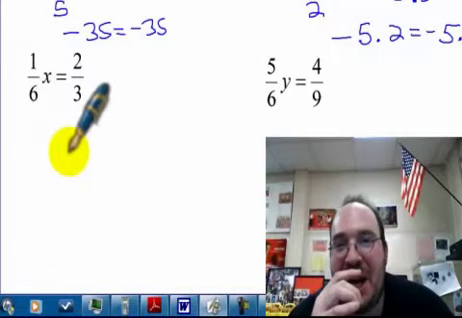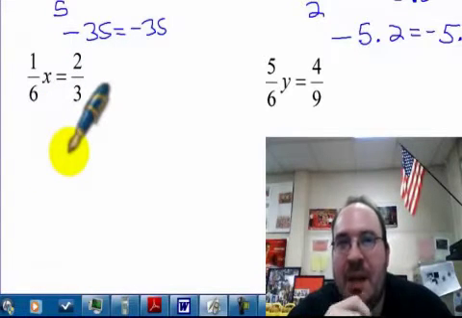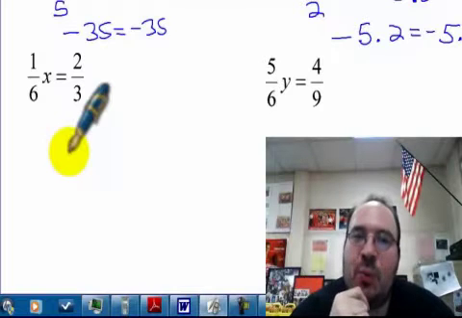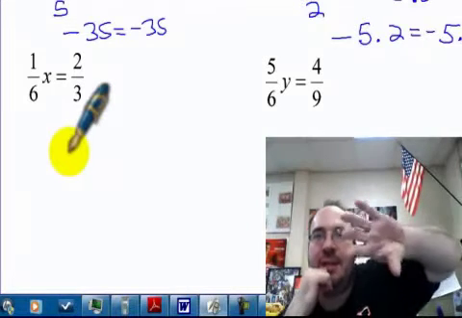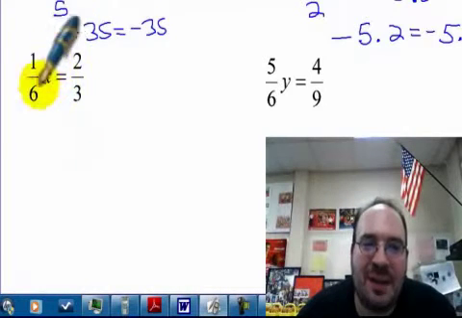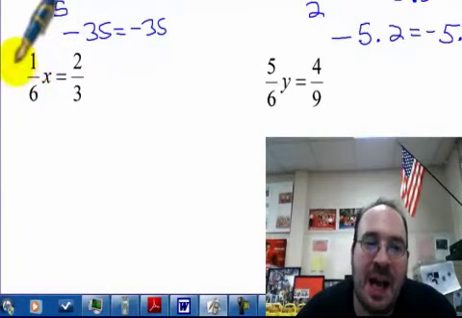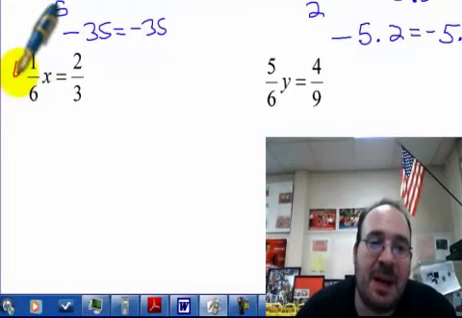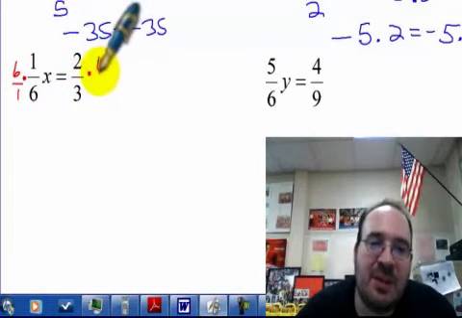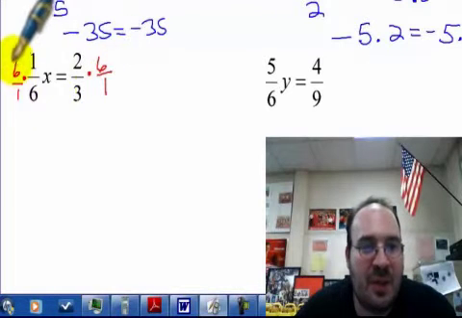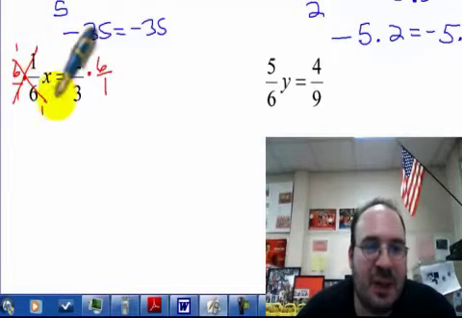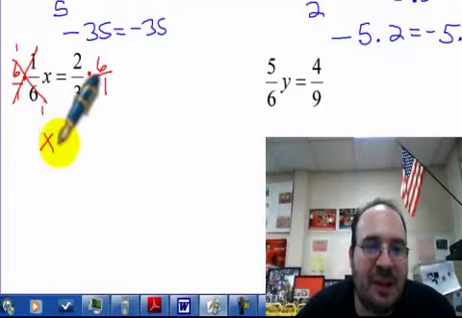When I have a fraction out in front of the variable, the way that I cancel out a fraction is to multiply by the reciprocal, which means flip. So, for example, I have 1/6 out here in front. I can cancel a 1/6 by multiplying by 6 over 1. And I do the same thing to both sides. And those cancel, and those cancel. And so the only thing I have left is x.